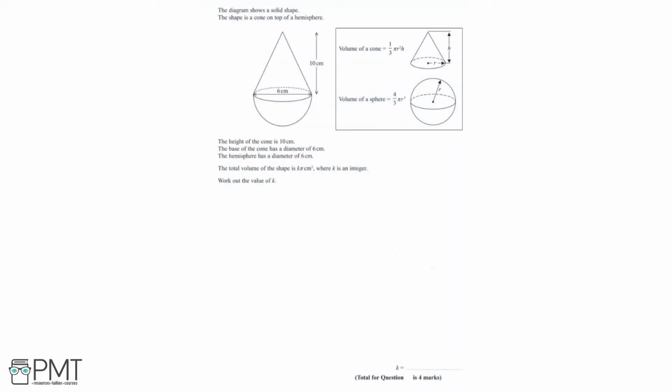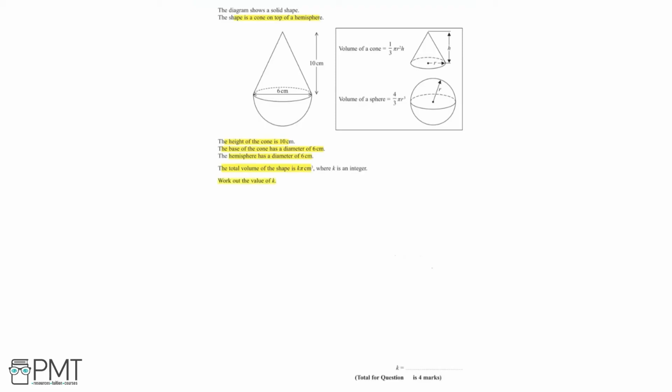In this question, we're given a diagram which shows a solid shape. The shape is a cone on top of a hemisphere. We're told that the height of the cone is equal to 10 centimeters. The base of the cone has a diameter of 6 centimeters, and the hemisphere also has a diameter of 6 centimeters. We're told that the total volume of the shape is equal to k pi centimeters cubed, and we need to work out the value of k.